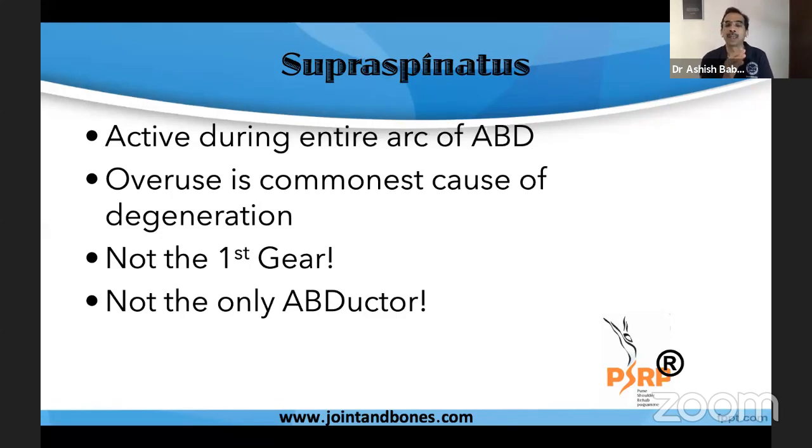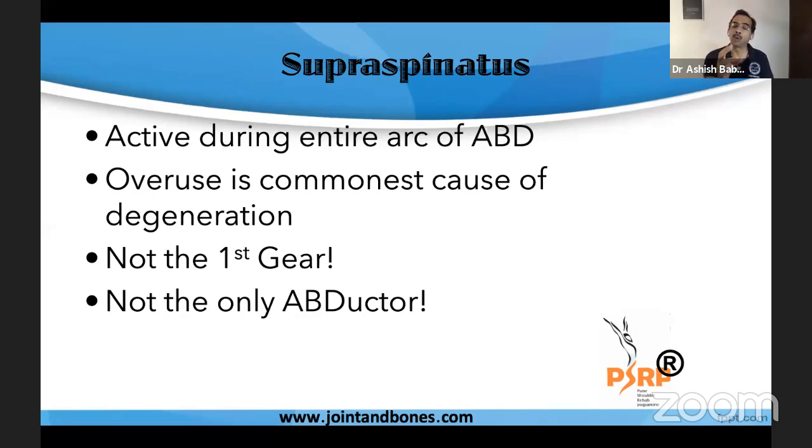Now, coming to a little bit specifics, the supraspinatus gives us a lot of grief. The only muscle that gives me and our therapists more grief than the supraspinatus is the infraspinatus. There were a lot of myths about supraspinatus. We were told it's the first gear, it kicks in first, and then the deltoid takes over. There's nothing like that. The supraspinatus is active during the entire arc of abduction. The supraspinatus is the workhorse of the shoulder.